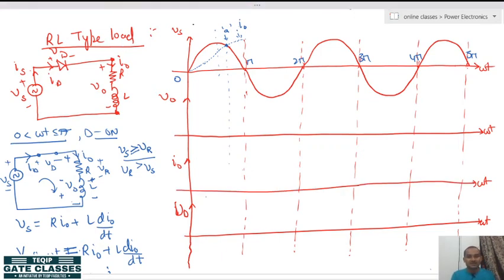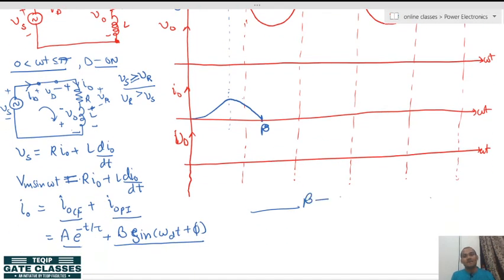If the inductor is discharging after pi, then till point A the load current peak will be there, and after that the inductor will discharge. The point where the inductor discharges fully is known as beta, where beta is known as the extinction angle.